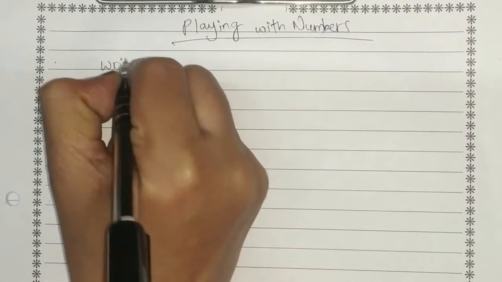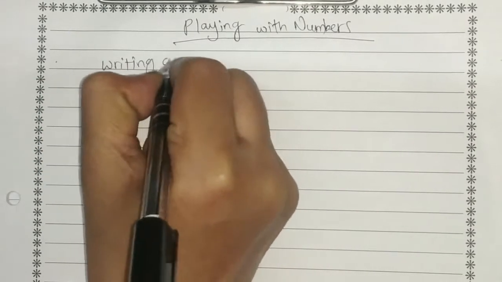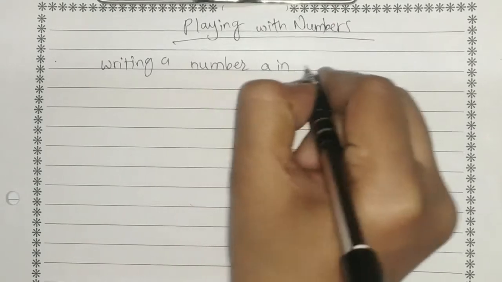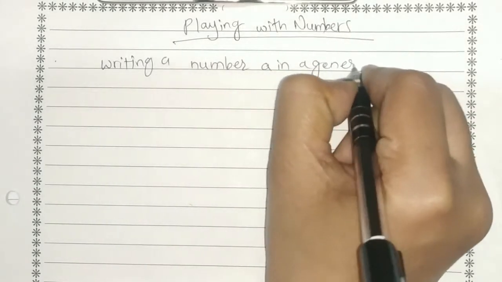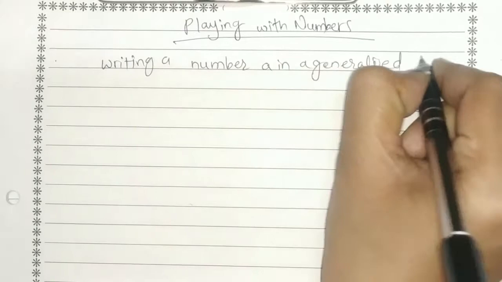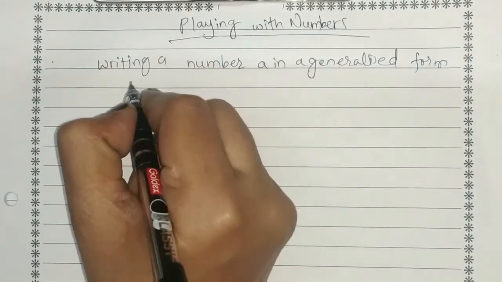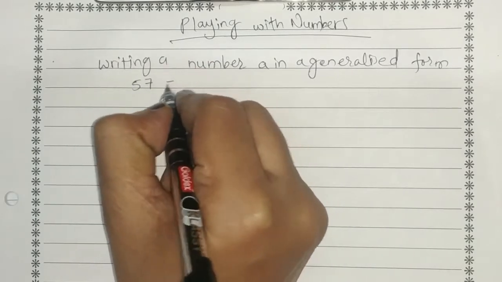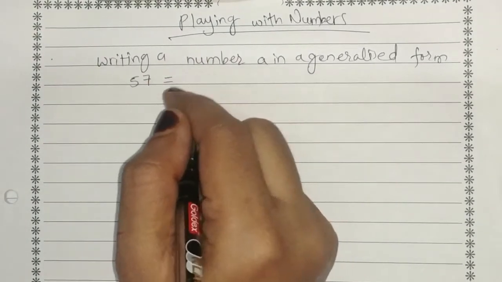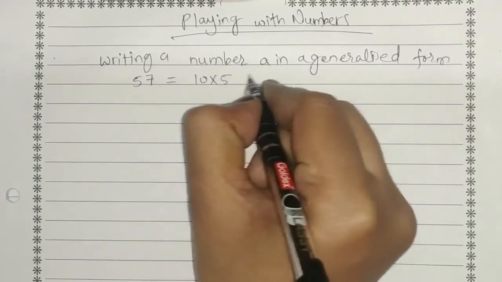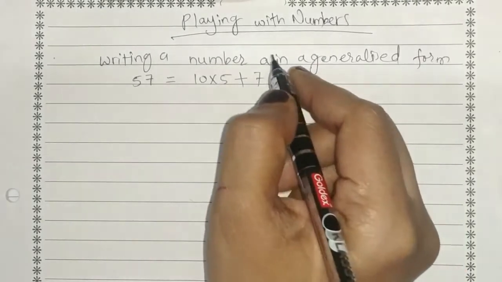So first of all we will see how to write a number in a generalized form. Writing a number in a generalized form. For example, suppose we have any two-digit number like 57. So this 57 you can write in expanded form as 10 into 5 plus 7.